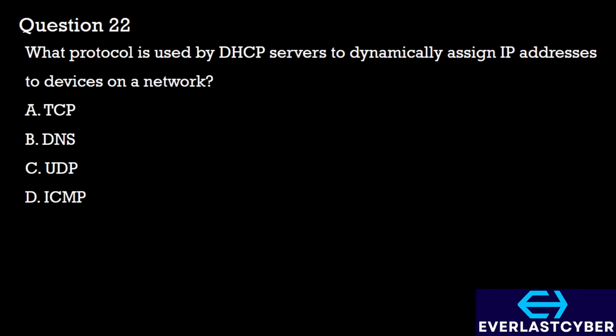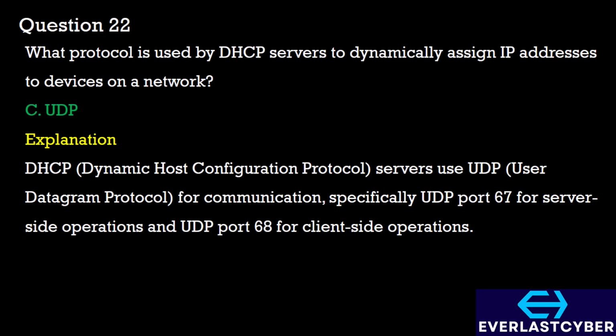Question 22. What protocol is used by DHCP servers to dynamically assign IP addresses to devices on a network? A. TCP. B. DNS. C. UDP. D. ICMP. For this, we'll be going with option C, DHCP servers use the User Datagram Protocol for communication. Specifically, UDP port 67 is used for the server-side operations, and port 68 is used for the client-side operations.